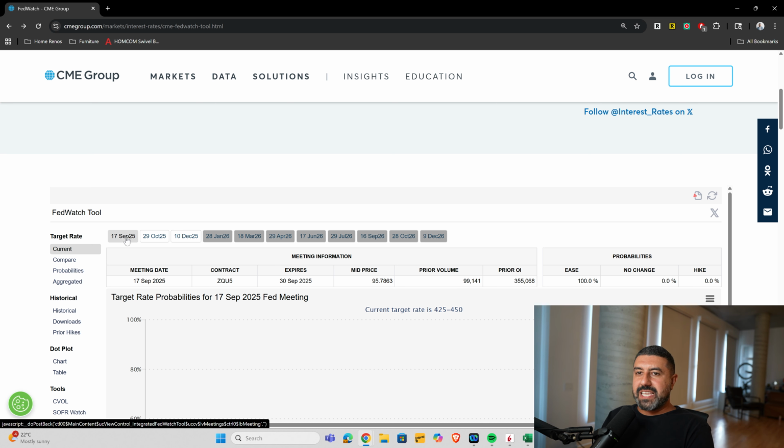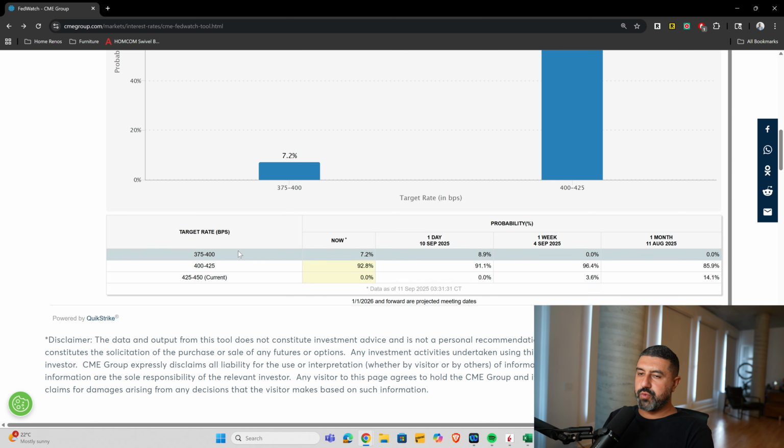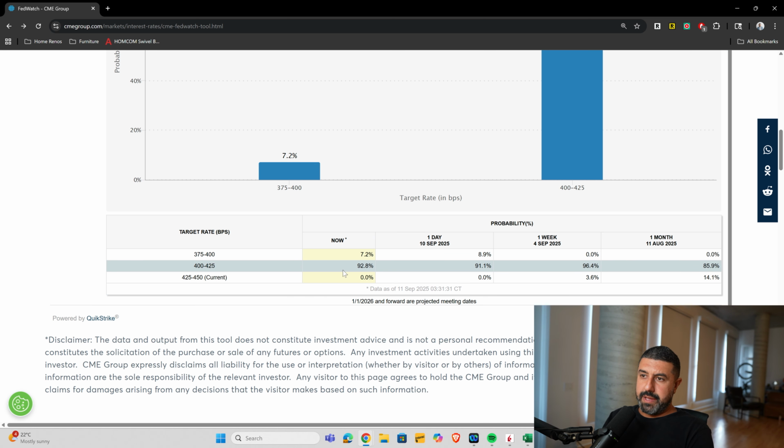Now, what are the expectations for future rate cuts, and how are these calculated? For example, right now, for next week, the expectation is a 0.25% rate cut. How is this calculated? This tool calculates these probabilities by looking at Fed funds rate futures contracts that are being traded on the open market by interest rate traders. It looks at their price, and based on where they're trading, it gives us what the market is expecting the Fed funds rate to be.